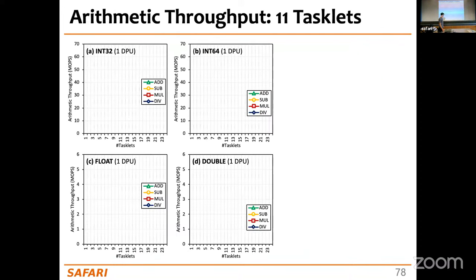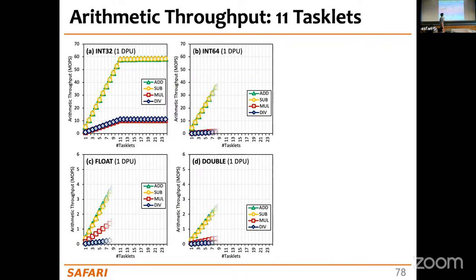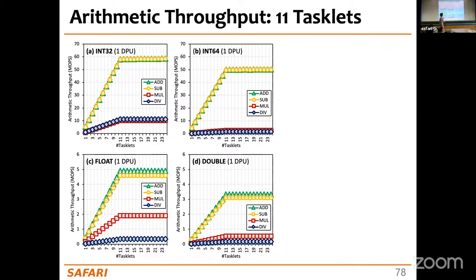Then we measure the performance, the arithmetic throughput, for different numbers of tasklets from 1 to 24, which is the maximum. The arithmetic throughput in mega operations per second is on the y-axis for different data types, 32-bit and 64-bit integers, floating point, double precision, and the different operations: addition, subtraction, multiplication, and division. Well, those are results for addition and subtraction, and for multiplication and division. And these are the results for the other data types.